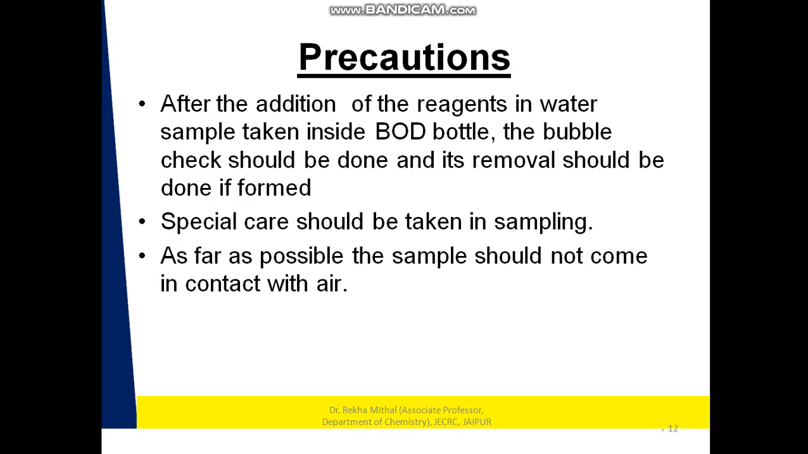Now what precautions do we have to take during the experiment? First, after the addition of reagents in the water sample taken inside the BOD bottle, a bubble check should be done and the bubbles should be removed if formed. Second, special care should be taken in sampling. And the last one is, as far as possible, the sample should not come in contact with air.